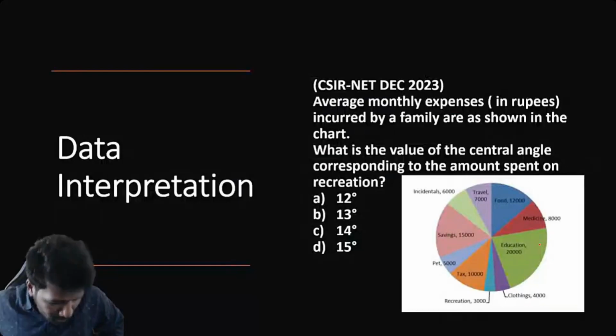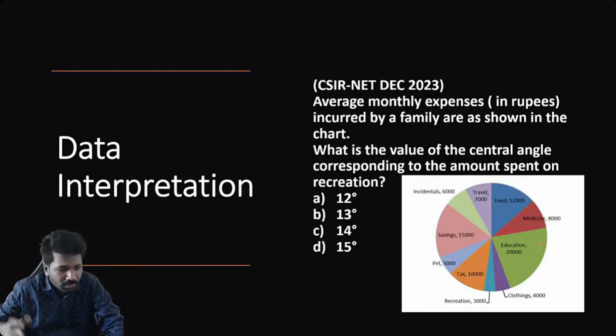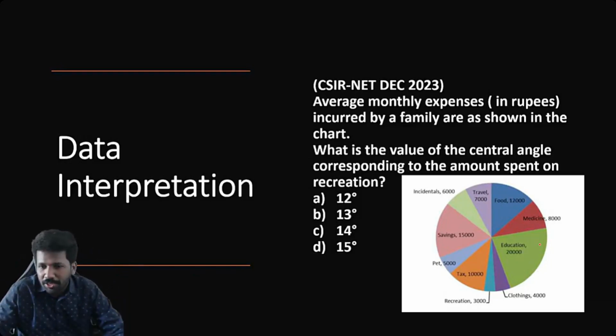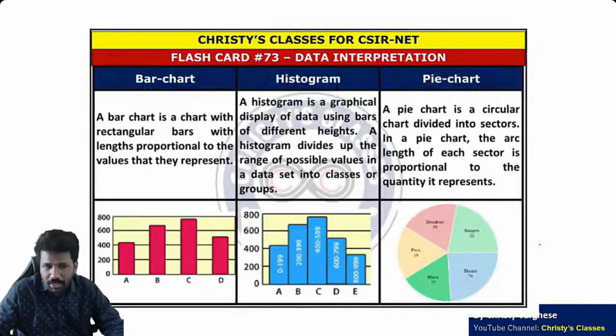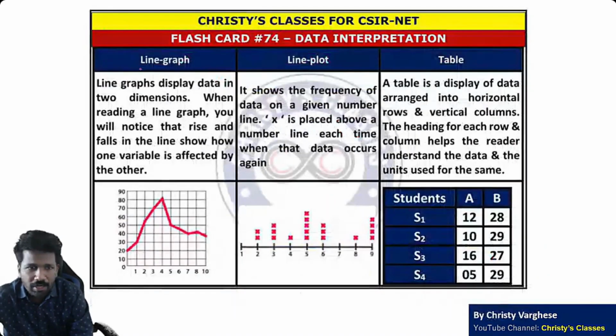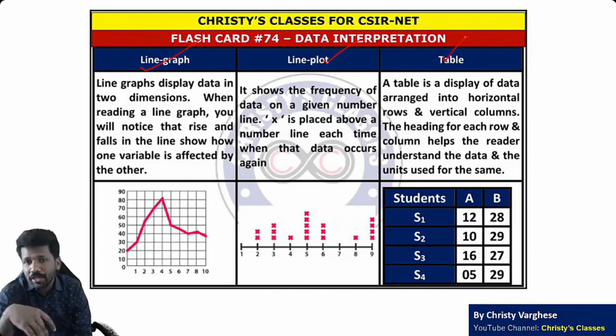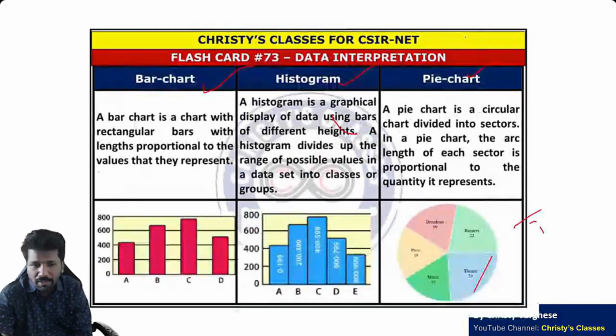Next is data interpretation. It's a particular separate unit itself. In data interpretation, this is a pie chart related question from December 2023. Not only pie chart, it can be bar chart related questions, histogram related, line graph related, line plot related, table related. Scatter plot related questions have also been asked from this chapter. So we will discuss that in detail.